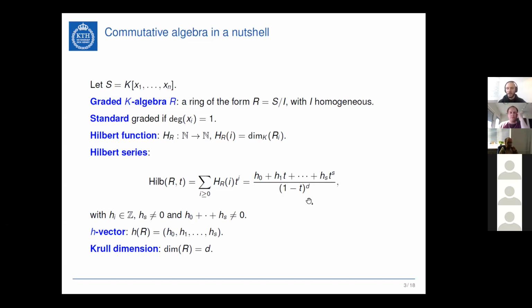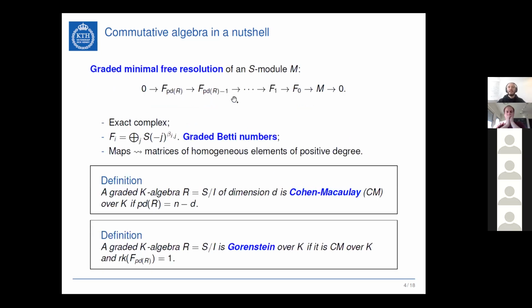So d is called the Krull dimension of the algebra, while the numerator is called the h-polynomial of the algebra, or if I just consider the coefficients, which is the same piece of information, this is the h-vector of the algebra. All of these numbers are actually integers, and I'm using s to denote the actual degree of this polynomial, so let me assume that h_s is not 0. This is all very standard.